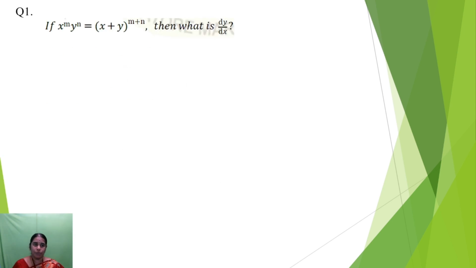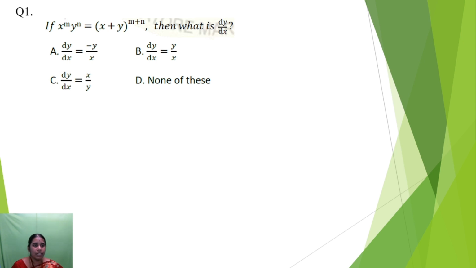Next, question 1. If x power m into y power n is equal to x plus y the whole power m plus n, then find the value of dy by dx. They have given x power m, y power n and asking about dy by dx. It means we have to differentiate the given equation once and calculate the value of dy by dx. The answer is B, y by x.